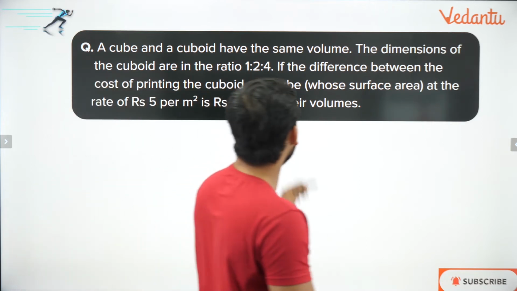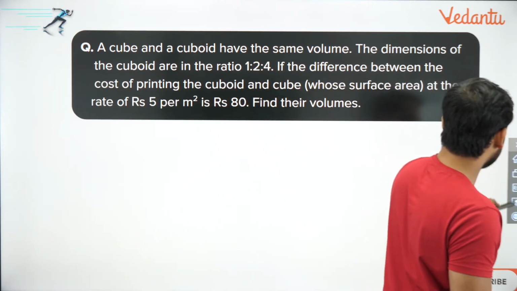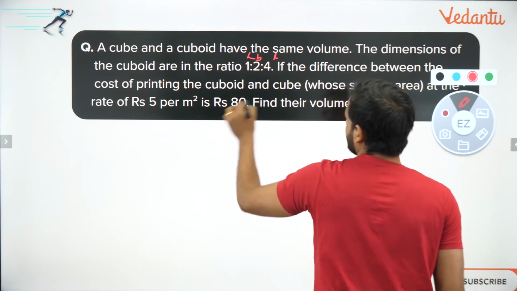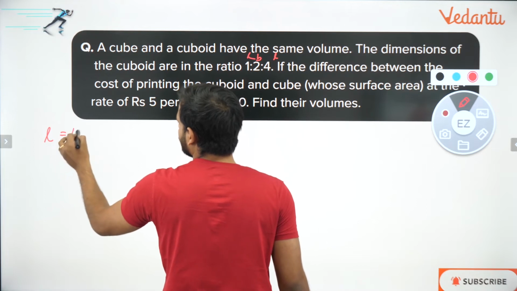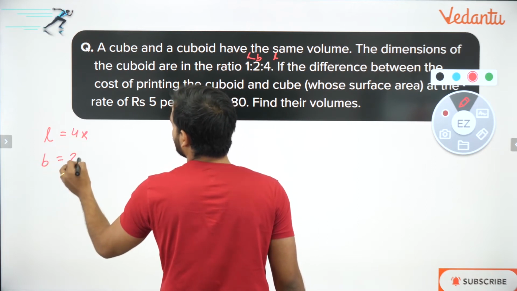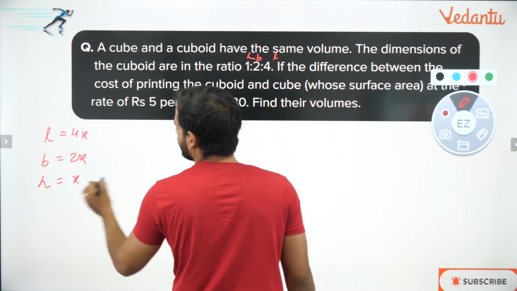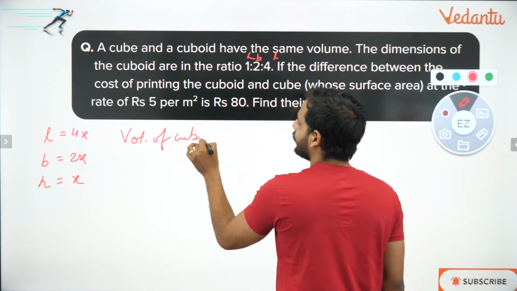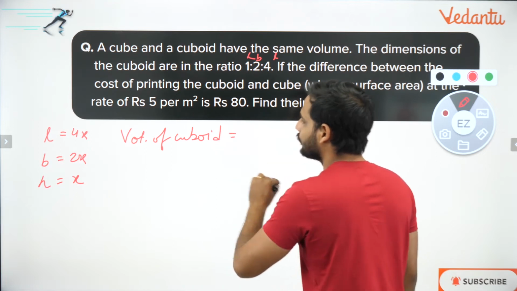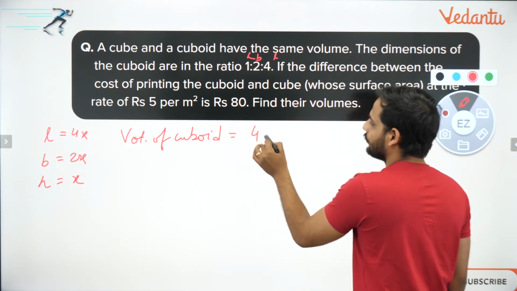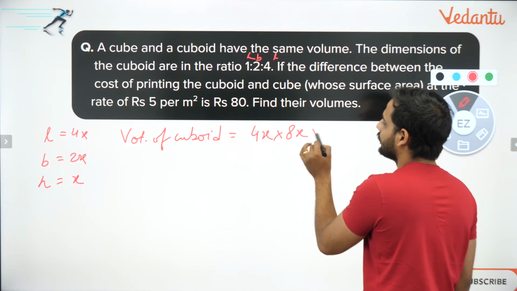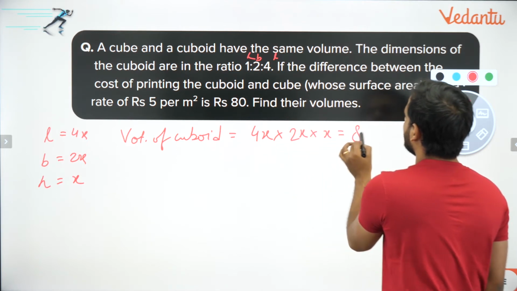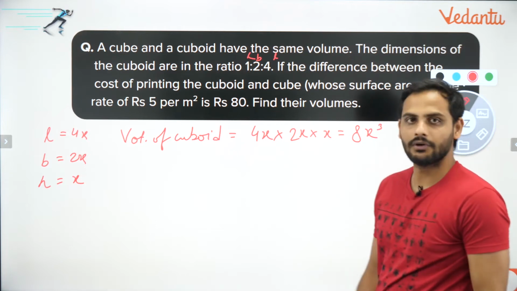So let us assume this is L, B and H. So I can say L is equal to 4x, B is equal to 2x and H is equal to x. So what is my volume of cuboid? Volume of cuboid will be L into B into H. So 4x into 2x into x, which is equal to 8x³. This is the volume of cuboid.